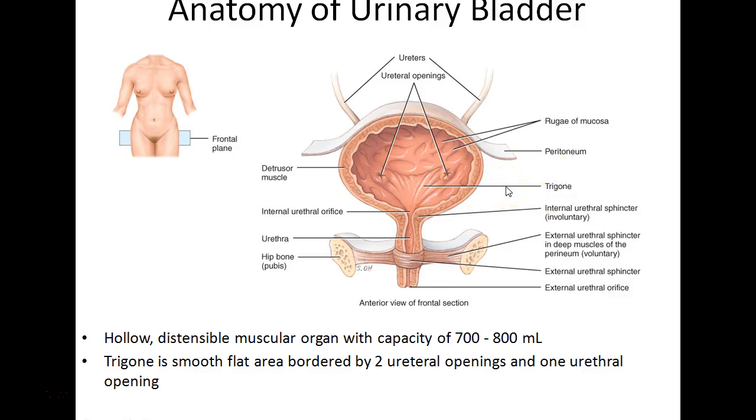We see a structure called the trigone of the bladder. That's going to be a smooth, flat area bordered by 2 ureteral openings and 1 urethral opening. We also have mucosal folds called rugae, which allow the bladder to undergo even greater distension. Then we have inside here 3 layers of smooth muscle forming a muscularis layer, collectively referred to as the detrusor muscle.